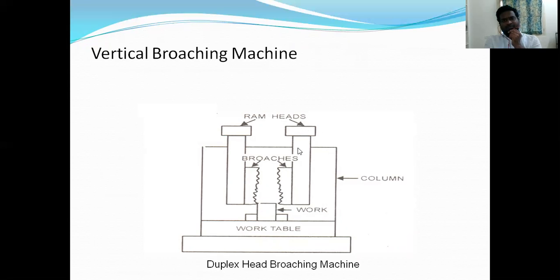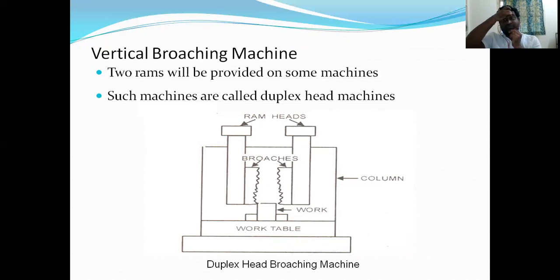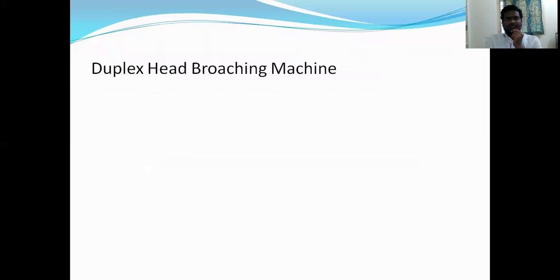So the vertical broaching machine is doing the work like this, and the table is there. Here the material removal is taking place. Two rams will be provided on some machines. Such machines are called duplex head machines. As we have observed in the diagram, these are called duplex head machines. Two rams will be provided.